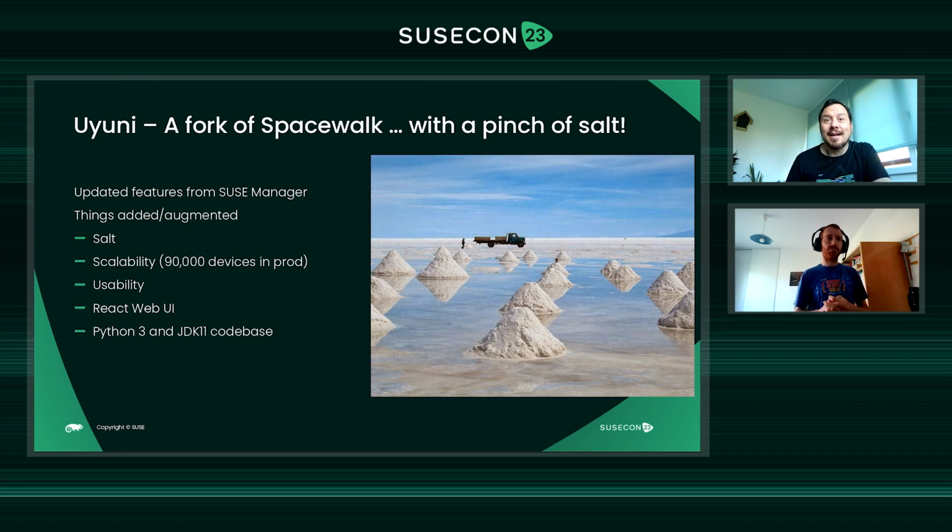So we thought by then, let's put Spacewalk and Salt together, and let's make it work together because it was fitting the purpose of the customers. And it was not accepted, that proposal, so we had to fork it, and we created Uyuni. We added then our React Web UI to improve the user experience and to make it more modern. And we updated the code base to run on Python 3 and Java Development Kit version 11.